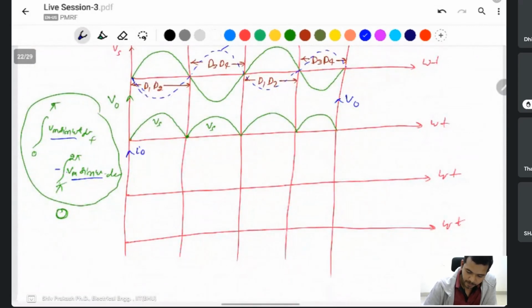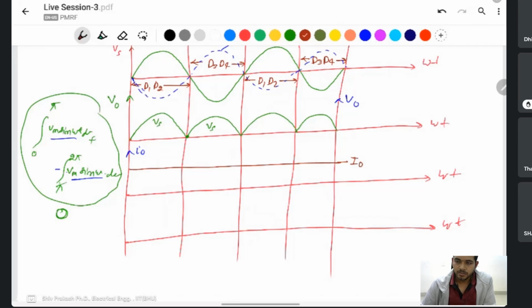The load is highly inductive, as mentioned in the question. That's why I naught is the same, a constant I naught. Then what is the IS current? Highly inductive, we have taken as the ideal one. When you mention highly inductive, it means take the current as a constant.